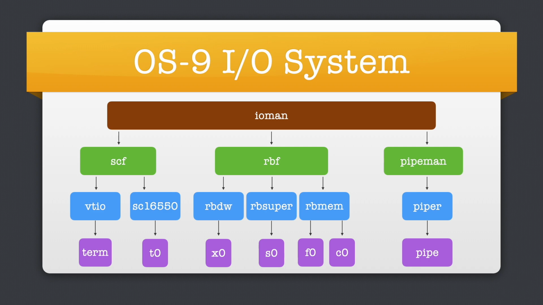File managers further delegate the work of interfacing with specific hardware to the device drivers in blue, and the device descriptors in purple are modules that contain configuration information as well as the name of the file manager and driver for a specific instance of a device.